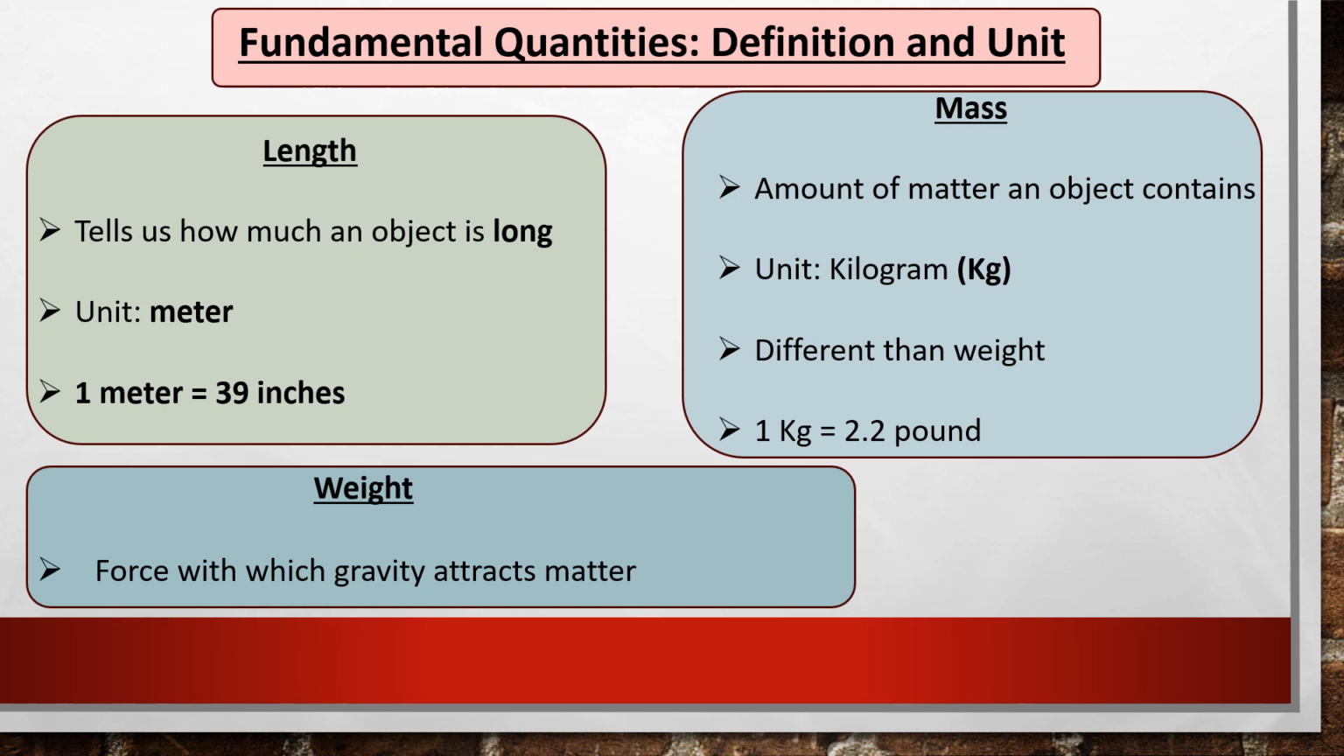Fundamental quantities, definition and unit. Length. Length tells us how much an object is long. Unit meter. 1 meter is equal to 39 inches. Mass. Mass is the amount of matter an object contains. Unit kilogram. Different than weight. 1 kilogram is equal to 2.2 pound. Weight. Weight is a force with which gravity attracts matter.